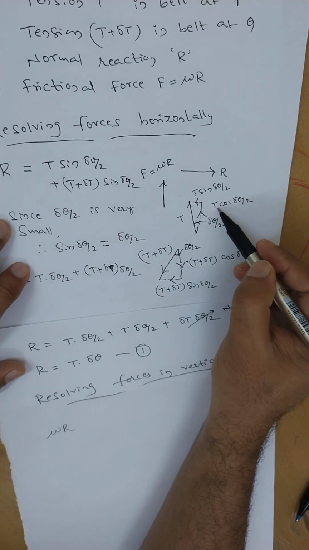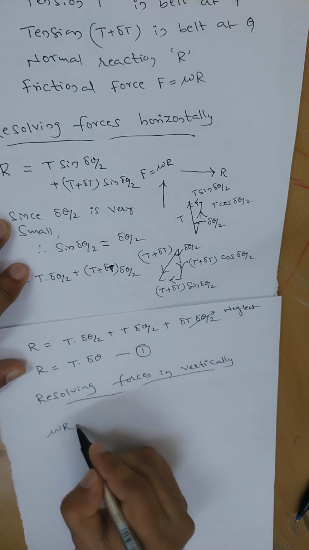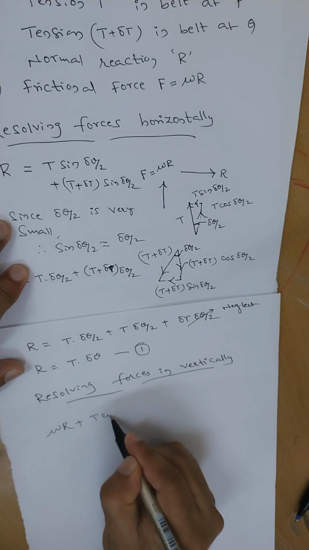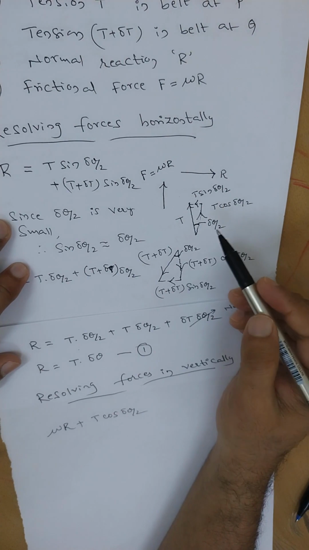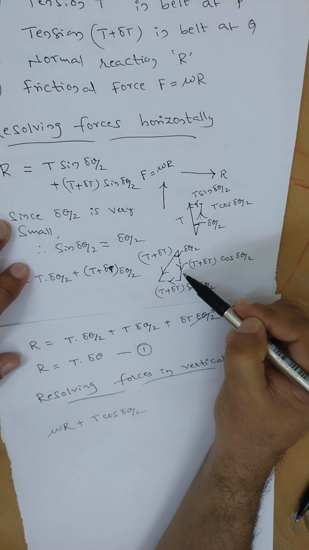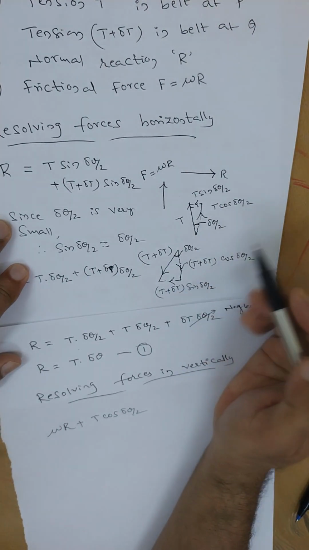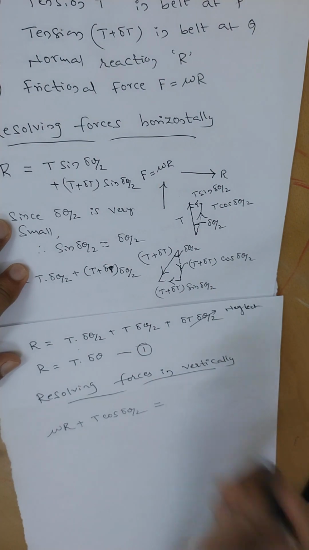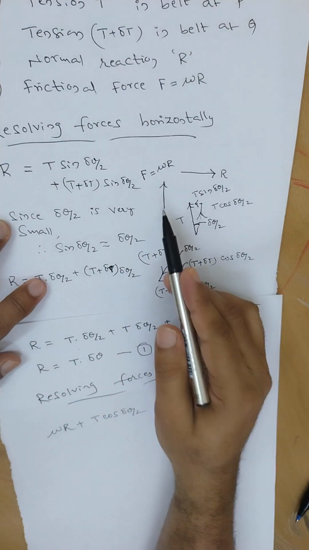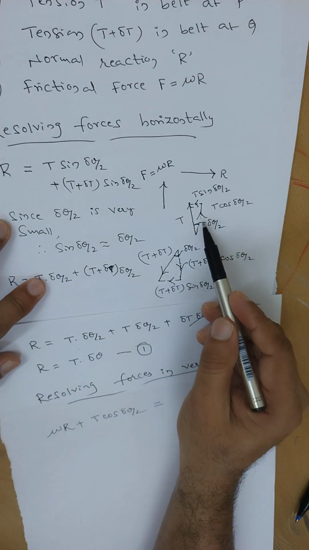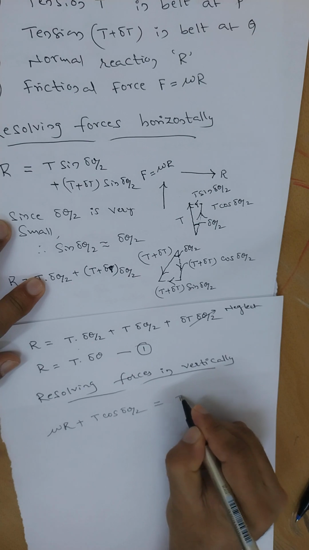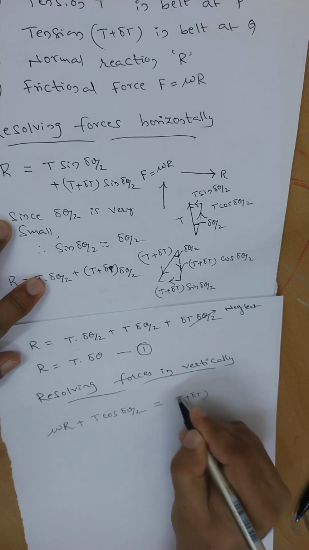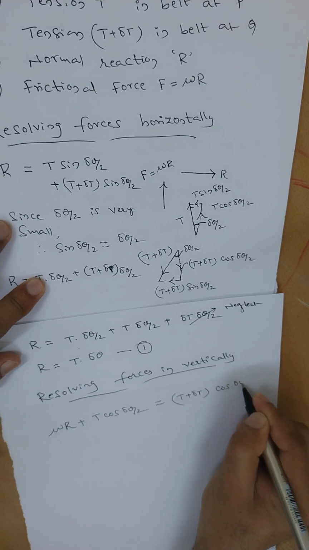That is T cos(dθ/2) plus T cos(dθ/2). So any other upper side forces? Here no, here downside is there, right? So finished. Now equal to, come to the downside forces. Here no, here nothing, come here. Only one force is acting downward here. That is (T + dT) cos(dθ/2).